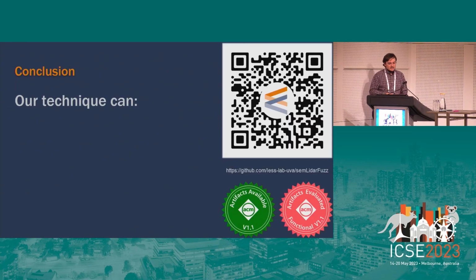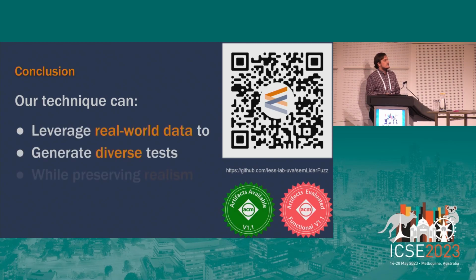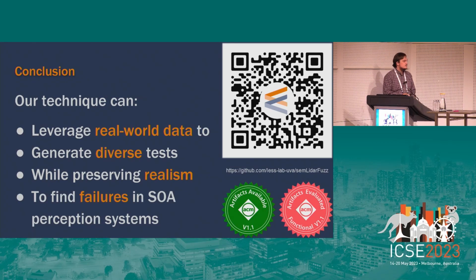So to conclude, our technique can leverage real-world data to generate diverse tests while preserving realism to find failures in state-of-the-art perception systems. I encourage you to scan the QR code, go to our GitHub repository. There's a lot more information there.